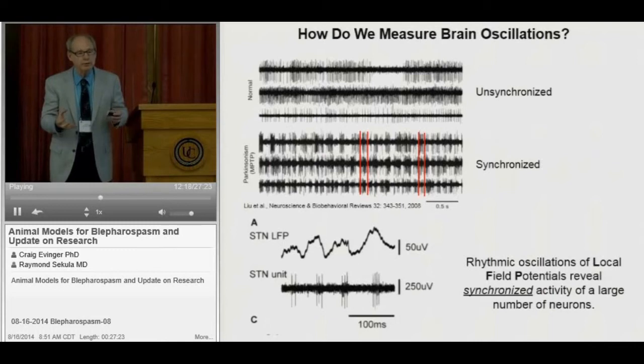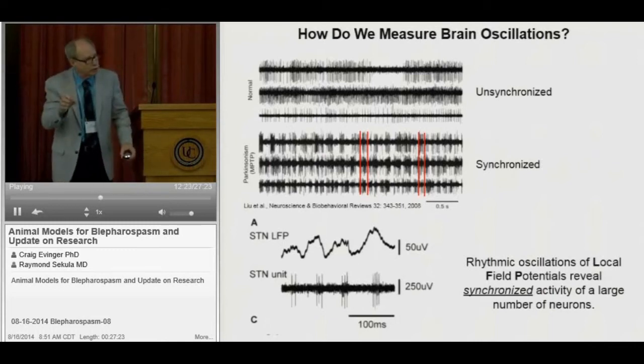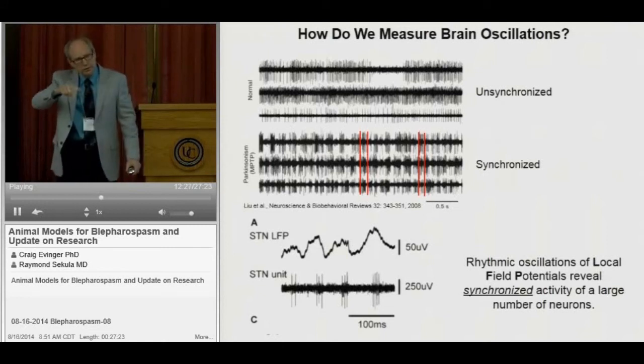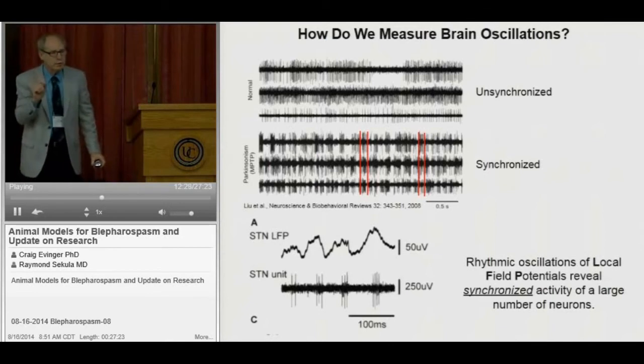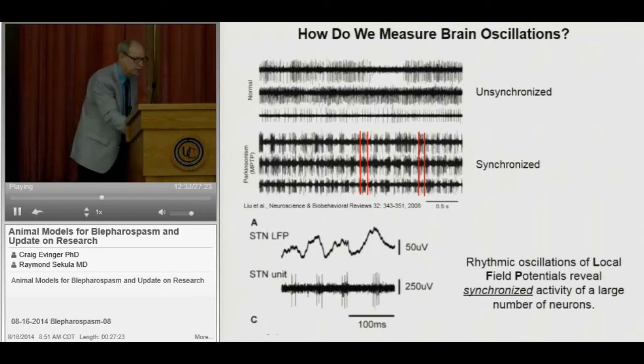If they were all doing different things, that line would just be sort of wavy flat. But when they're all doing the same thing, when they're all going bump, bump, bump, bump together, then you get these oscillations. So that's how we know it's going on in people. Now, the frequency at which they do it is going to turn out to be important.